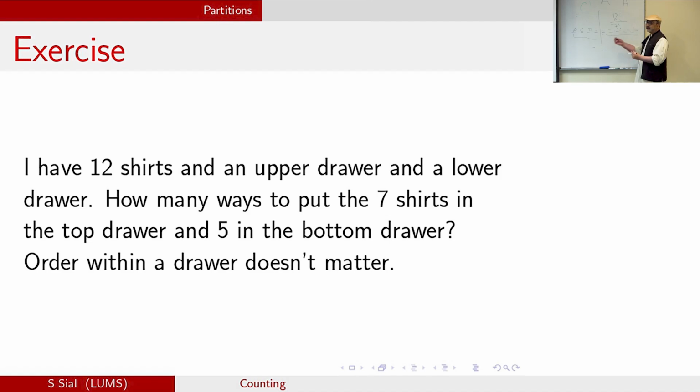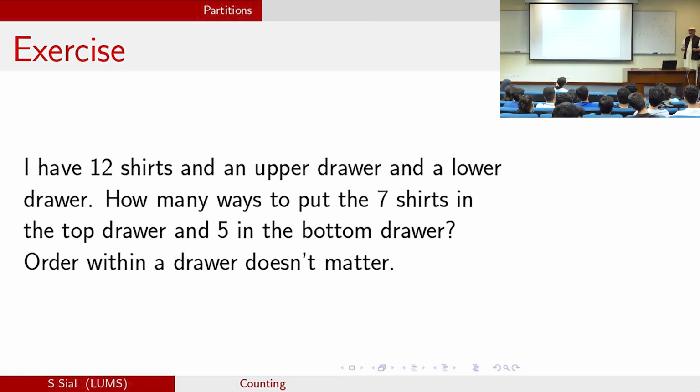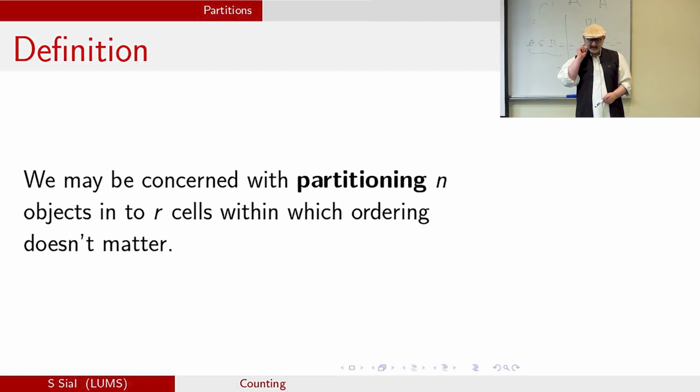And then in the other box, there are 5 of these objects, and I rearrange them, but their rearrangements don't matter. And they're contributing 5 factorial to this 12 factorial, but they shouldn't be. So I divide out that 5 factorial. Okay, so this illustrates the idea of a partition.